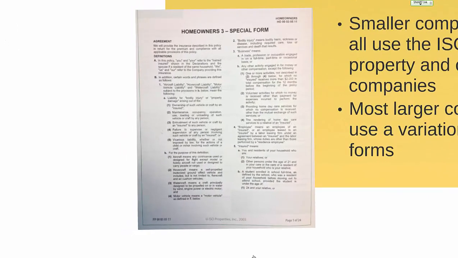This is an example of the ISO form's first page for the Homeowners 3 special form. And look at the bottom, it's hard to read, so I rewrote it for you. It says ISO Properties, Inc., 2003. This is directly from the appendix in your textbook. This is the same homeowners policy I referred to in the analysis of insurance contracts in the last discussion.